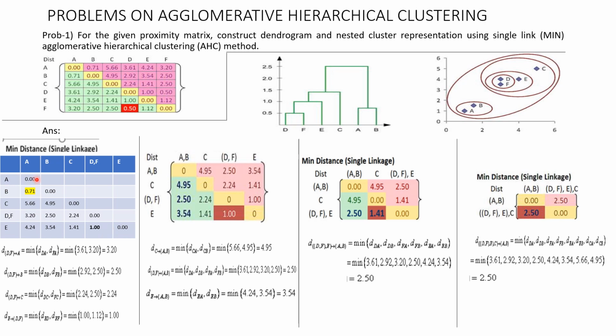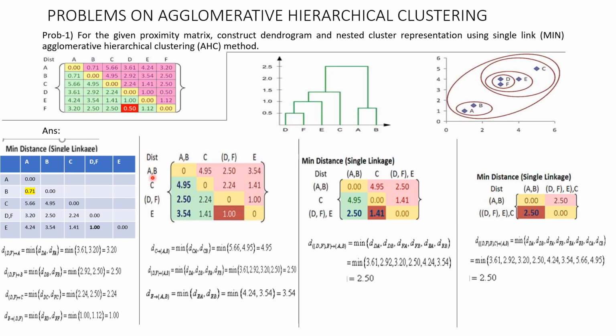Among these numbers, which is the least one? Yes, the one which I have highlighted here, 0.71. So 0.71 is the least one. So you merge B and A here. So A, B is merged. Fine. In the first step, D, F was merged because 0.5 was the least one. In the next step, A and B are merged because 0.71 is the least distance. Again, you repeat the same process.